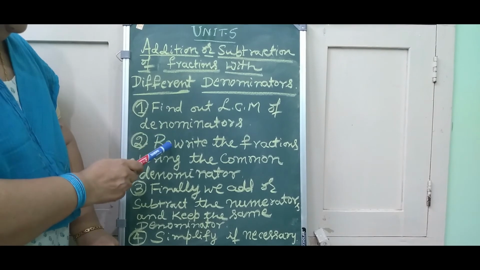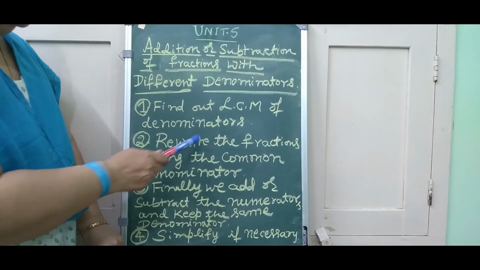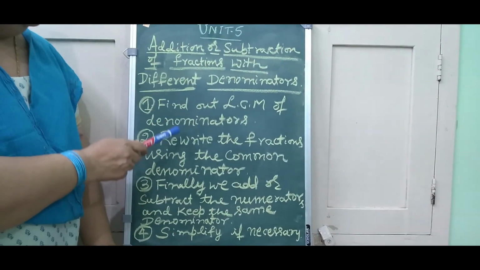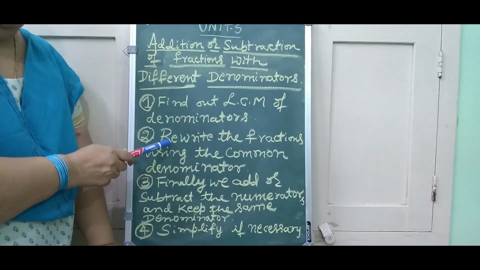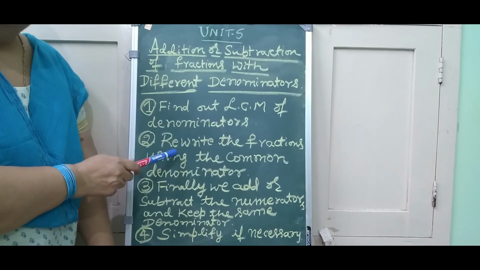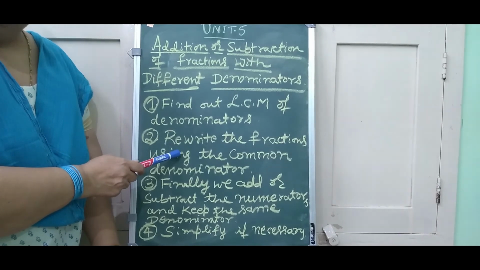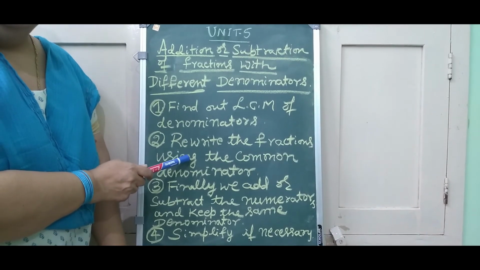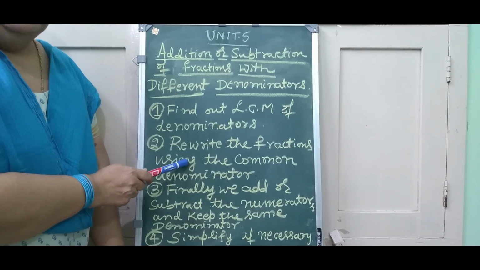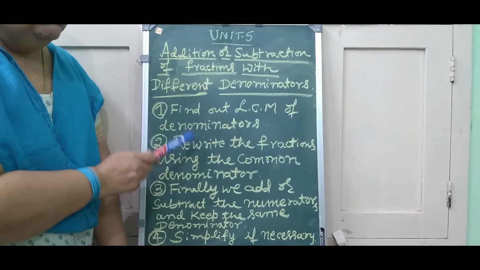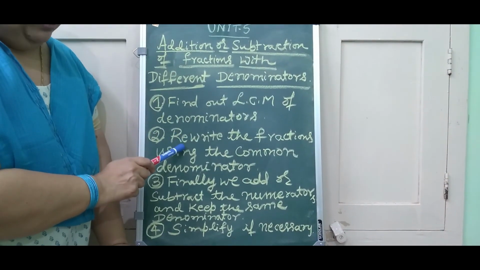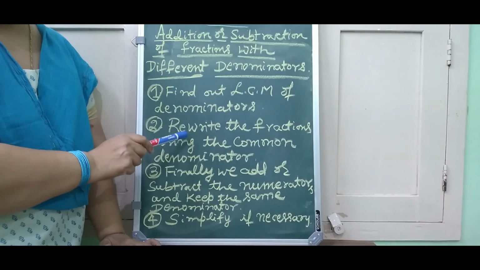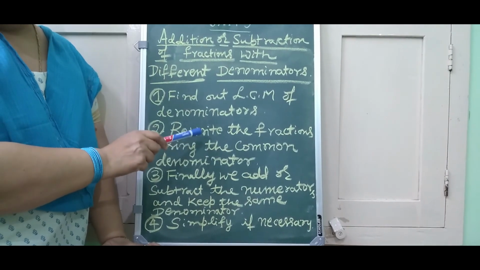That is the first step. The next step is to rewrite the fractions using the common denominator. This is a little bit long procedure. When you consider different denominators, first find the LCM of the denominators, then divide the LCM by the denominator of each fraction, and multiply the quotient by the numerator, and write that number there. So you are converting the entire fraction into equivalent fractions with the same denominator.